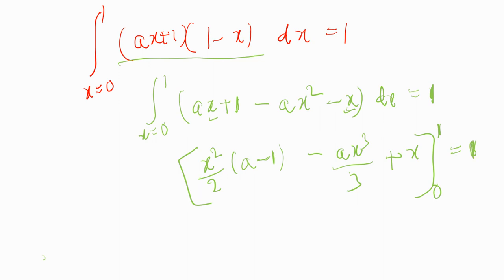So what do we have? We have (a minus 1) by 2, minus a upon 3, and then plus 1 is equal to 1. So this will be cancelled out. So you will have a by 2 minus a by 3.